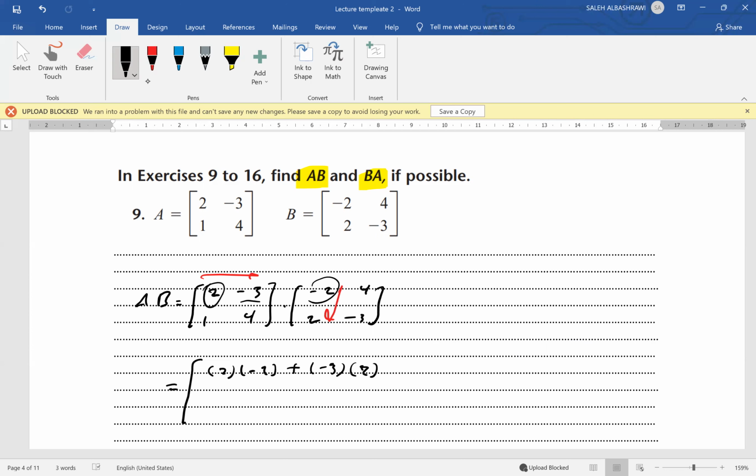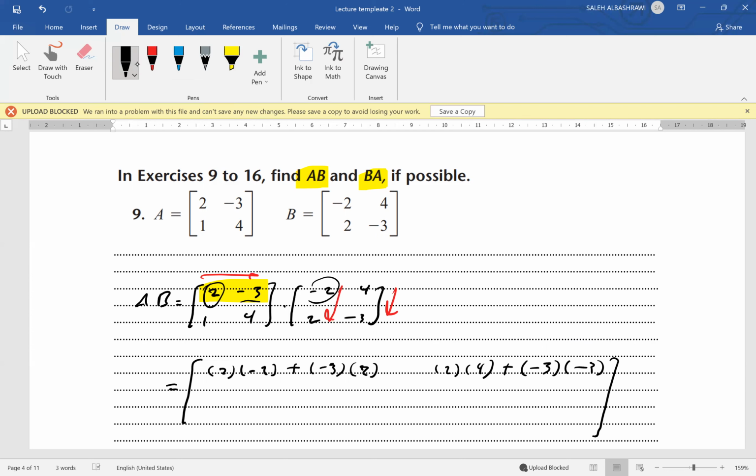We move to the first row and second column. First row from the first matrix A, this is the first row. It is 2 multiplied by the second column, 4, moving vertically in this direction, plus the second element of the first row, which is -3, multiplied by -3. So we are done with the first row of the matrix A.